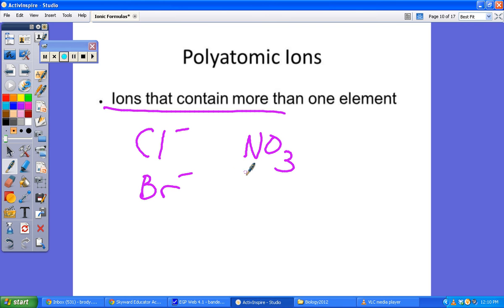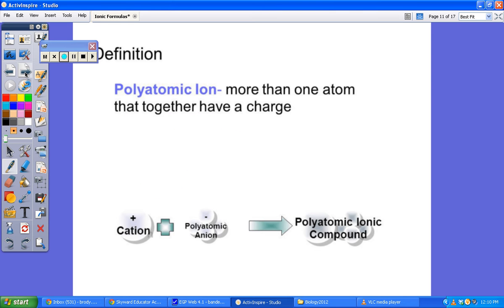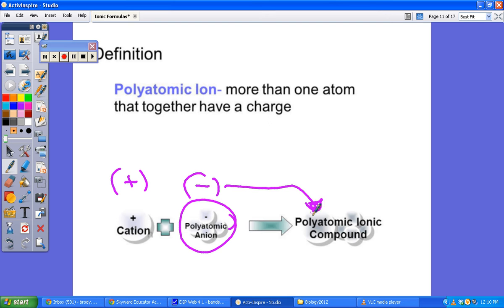So we have nitrate, NO3. That's a polyatomic ion. Another example would be sulfate, SO4, as a polyatomic ion. And so a polyatomic ion just has more than one atom that have a charge. So here would be a polyatomic anion, meaning it's negative. Here's the cation, that's positive. And together we make the polyatomic compound.